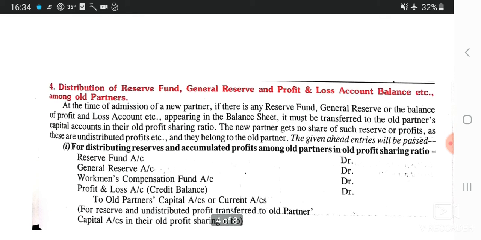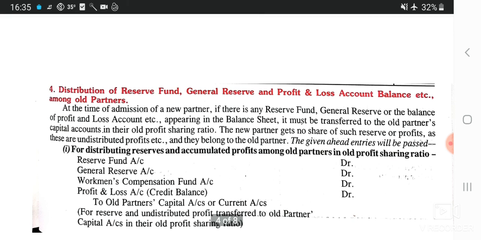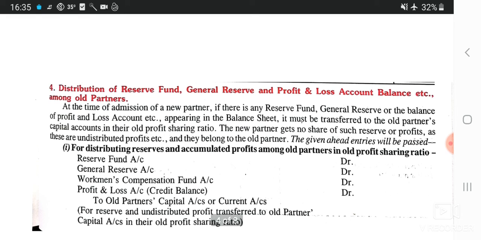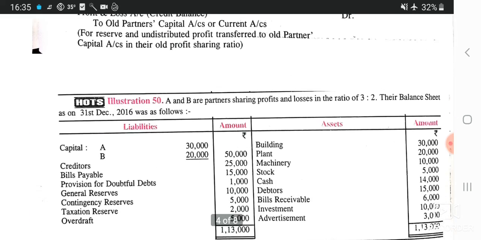So the entry will be reserve fund account debit to old partners' capital account, general reserve account debit to old partners' capital account. So we know that this entry goes on the credit side of the capital account. So the entry will be general reserve account debit to old partners' capital account.